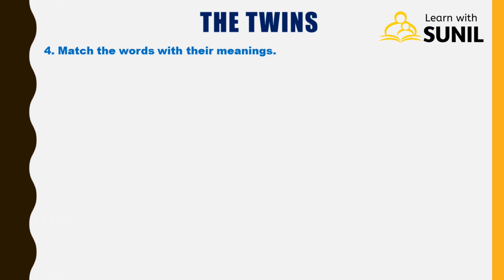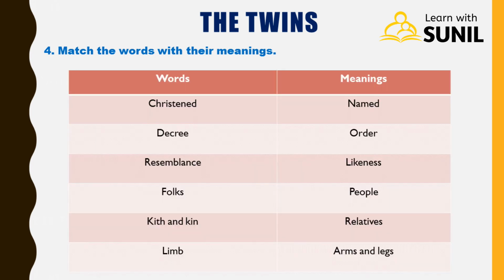Fourth question, match the words with their meanings. Words: crescent, named; decree, order; resemblance, likeness; folks, people; kith and kin, relatives; limb, arms and legs.